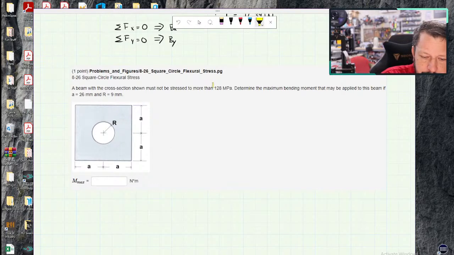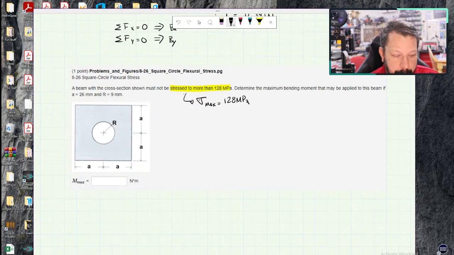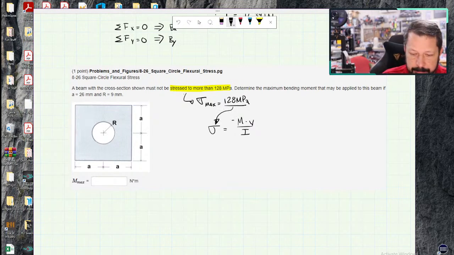This one gives us a little bit different piece of information. It gives us a sigma max. So it's just telling us this is the maximum stress that can exist on this beam. We want to find the maximum bending moment that we could put on this beam given those dimensions so that we don't exceed this. So remember, sigma equals negative M times y over I. So 128 megapascals will go in for sigma.